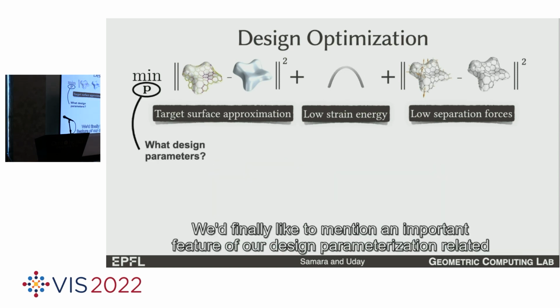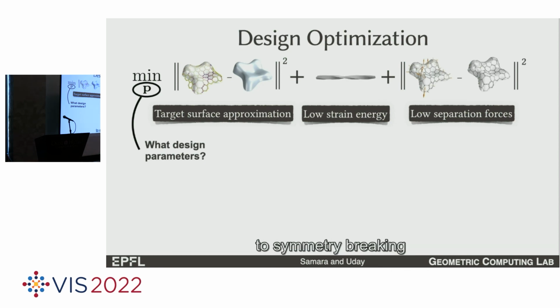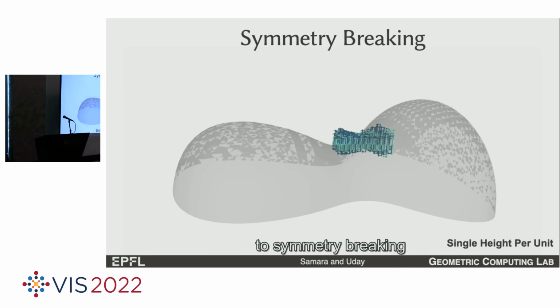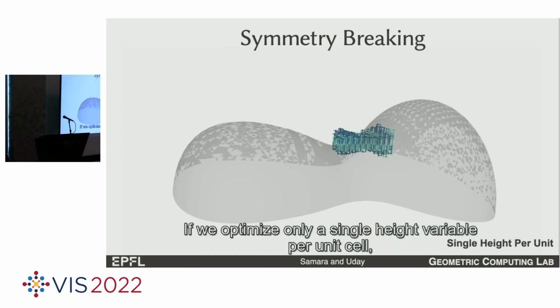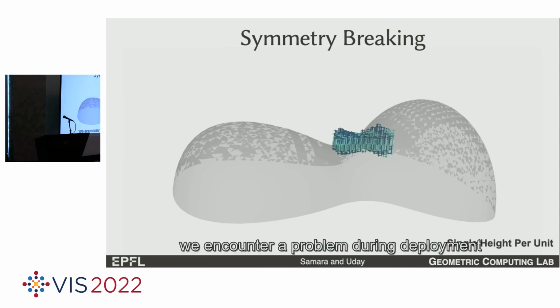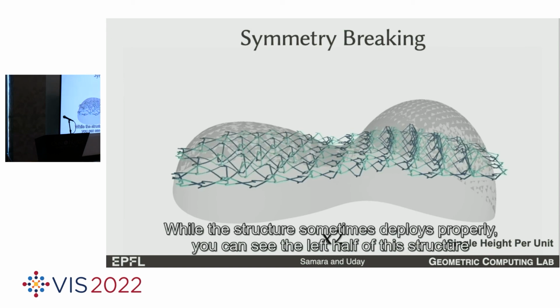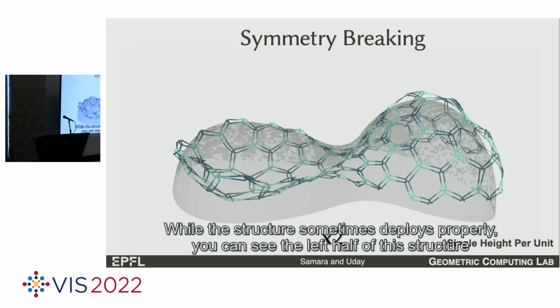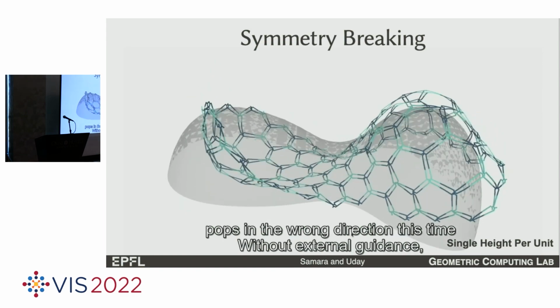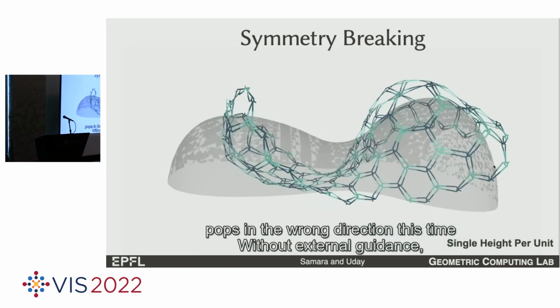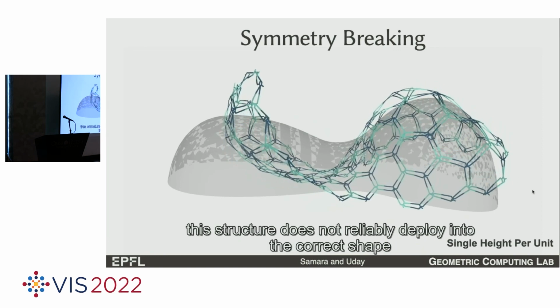We'd finally like to mention an important feature of our design parameterization related to symmetry breaking. If we optimize only a single height variable per unit cell, we encounter a problem during deployment. While the structure is sometimes deployed properly, you can see the left half of the structure pops in the wrong direction this time. Without external guidance, this structure does not reliably deploy into the correct shape.